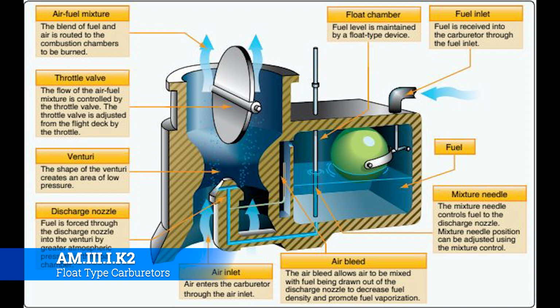So you might have to make little adjustments to help get the idle right. You'll set the engine at a certain setting, and you'll look for a certain level of RPMs, and then make sure it's not running rough or anything like that. And then you have the air bleed, which allows the air to be mixed with fuel and drawn out of the discharge nozzle to decrease fuel density and promote fuel vaporization. And that's really the big parts and pieces of the float type carburetor.